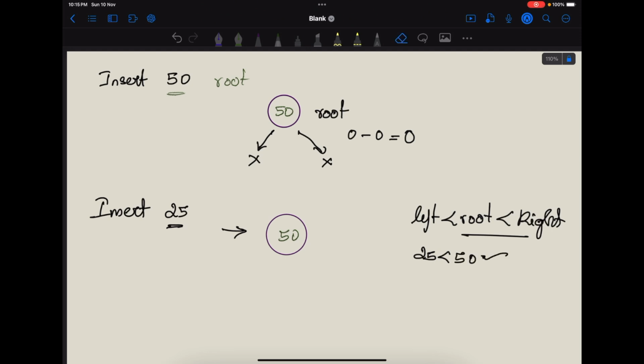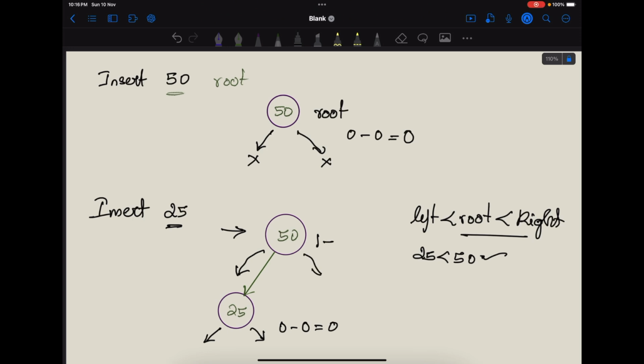Since it is true, form one node on the left-hand side and place the value 25 there. Then make the link to the left-hand node. Now the value is placed and the node is created. Now you have to check the balance factor of 25 as well as 50. For 25 there is no left and right, so 0 minus 0 is equal to 0. For 50, the left-hand side has only one level, so 1 minus 0 for the null right side, equal to 1. The conditions are satisfied, so the balance factor is satisfied.